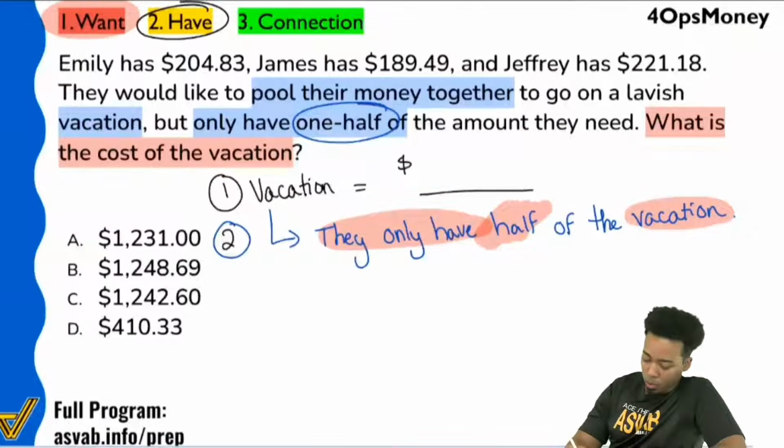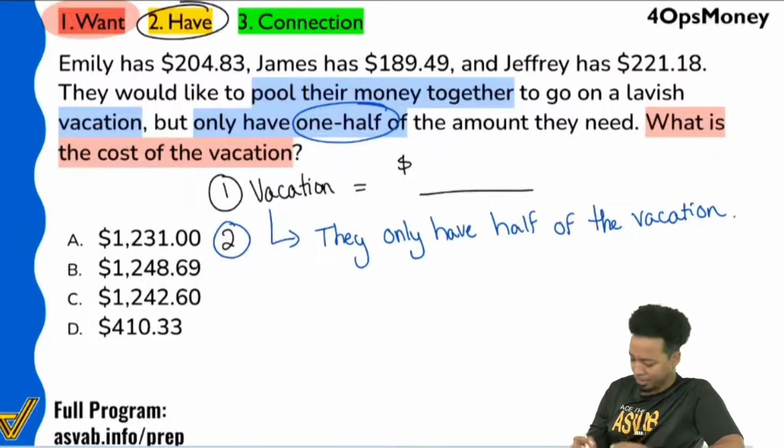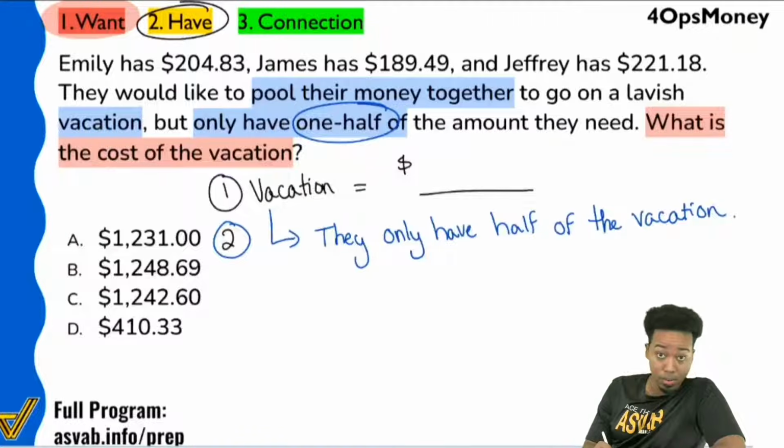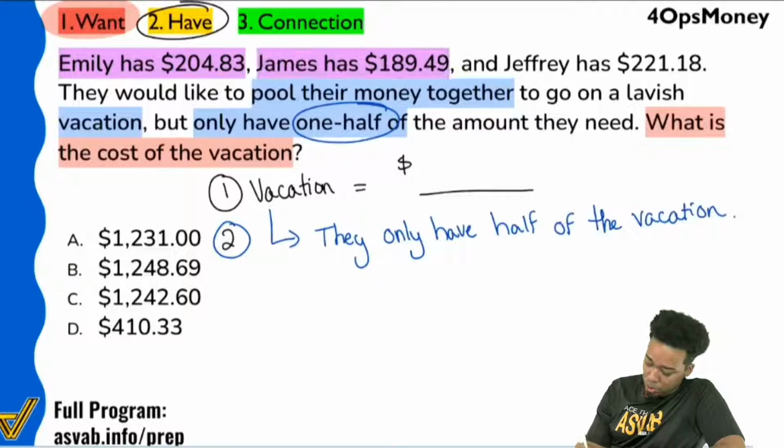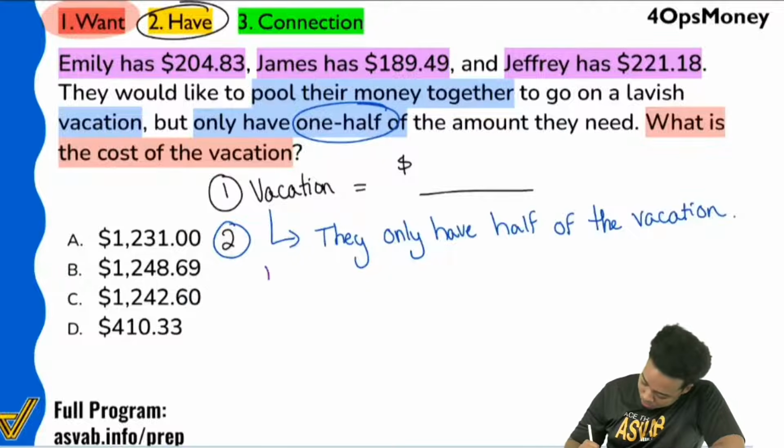Here's another way where it's just writing down the information. This is something that a lot of other people like to do. They skim through the problem and just make sure to write down everything that's important. So right here, if it has a number on it, write down the number and the meaning. Emily right there, James right there, Jeffrey right there. So here we go.